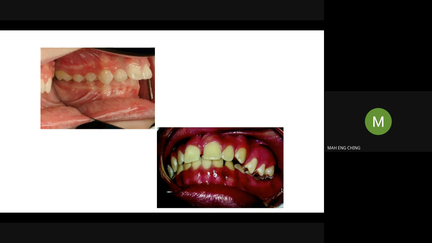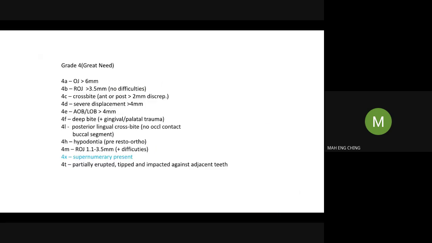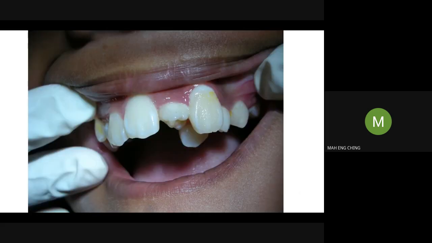They give you 4L. Then 4x is supernumerary present. So whatever extra tooth, one or two, we consider 4x. For example, this one is a mesiodens, then consider 4x. So whatever extra tooth in the mouth, you classify as a 4x.